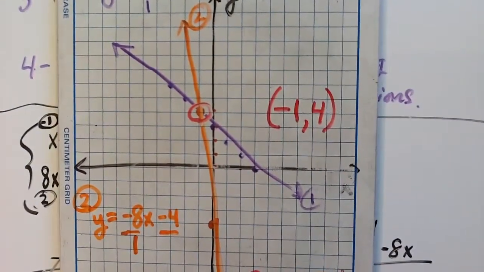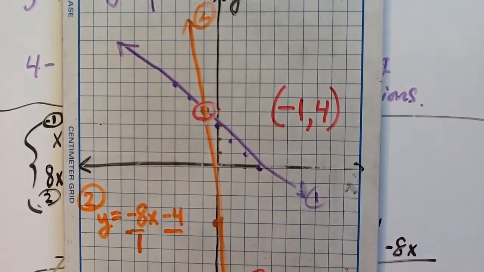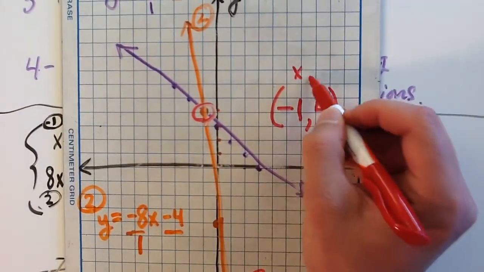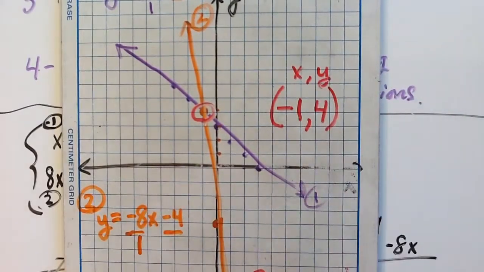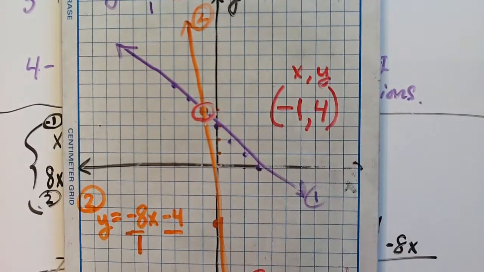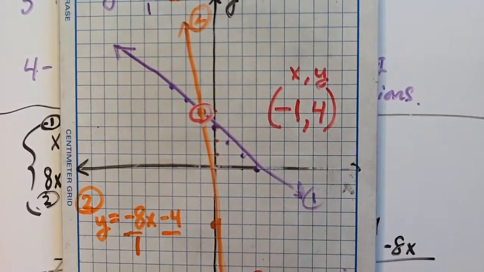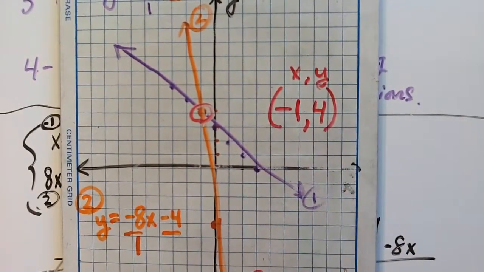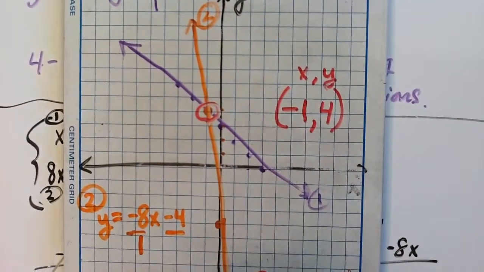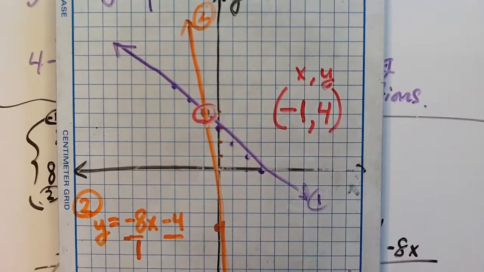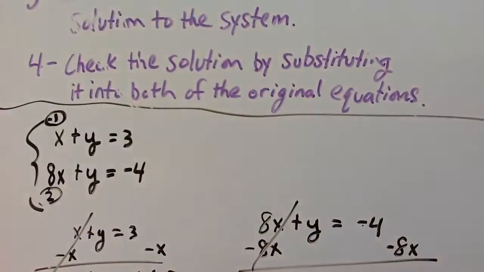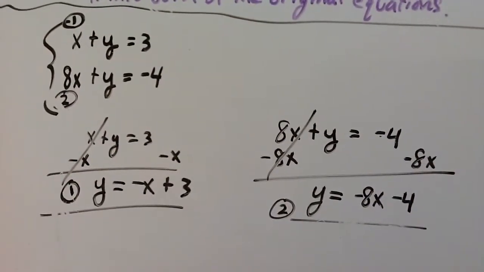So this is my x, y ordered pair. Of course, like the alphabet, x comes first and then y. So this is my x, y ordered pair, and ordered pairs are always written in parentheses. And so this is my solution, right? Negative 1, 4. Now I can always check algebraically to make sure that this is indeed correct.